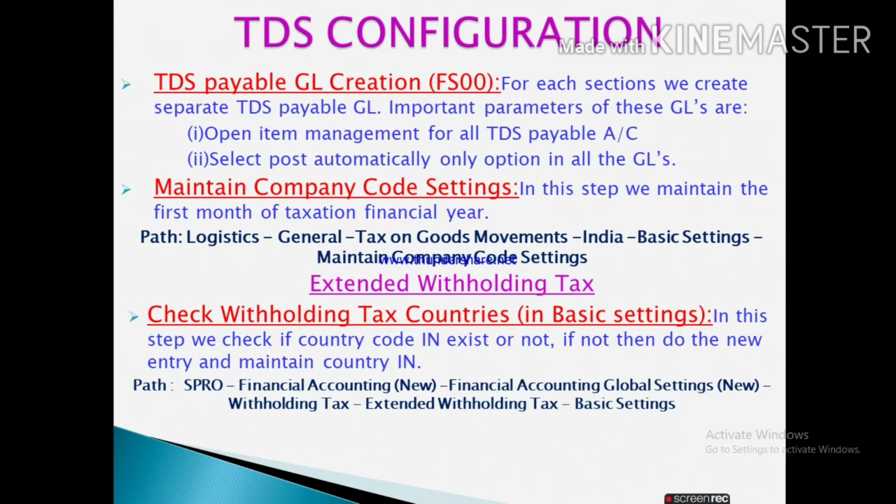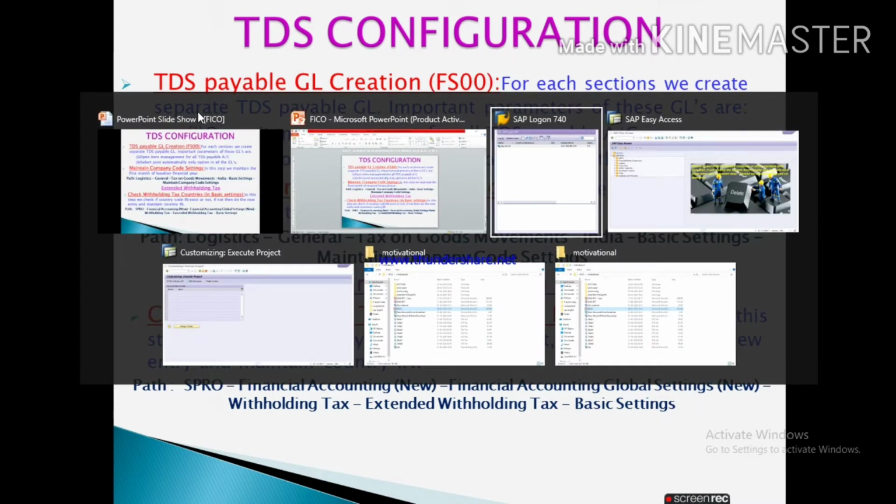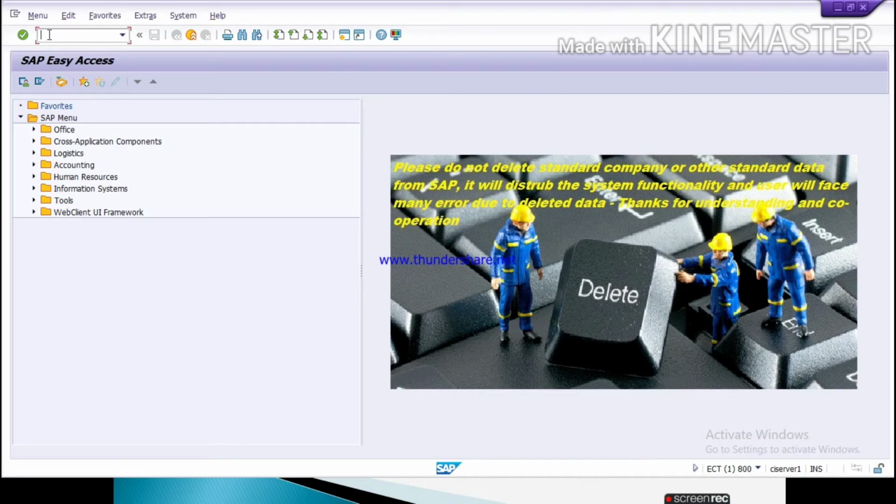Friends, in a previous video we have learned about TDS introduction. Today we will talk about the TDS configuration part 1. Firstly, we need to create TDS payable GLs. Go to SAP and we will create a GL as we have created earlier. What is the T code to create GLs? FS00.